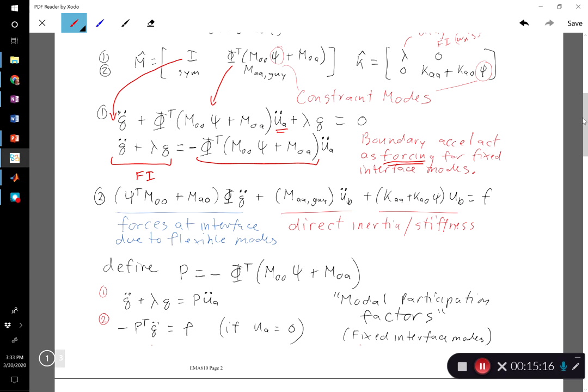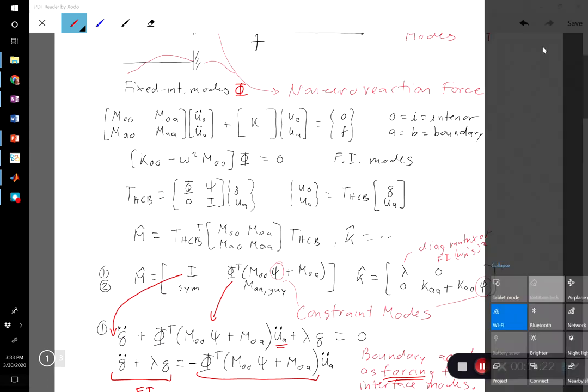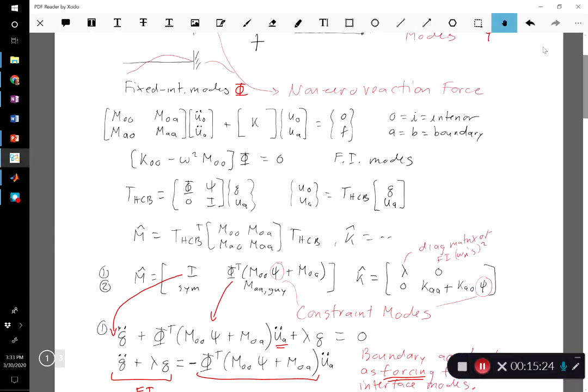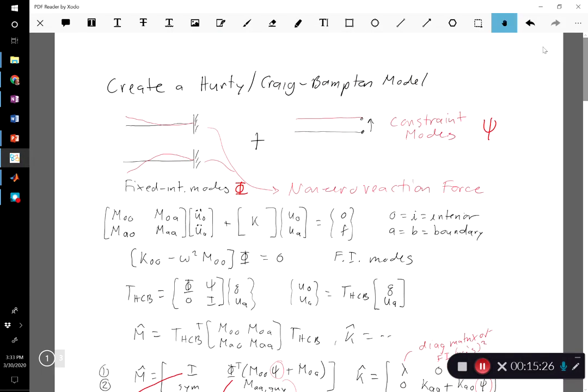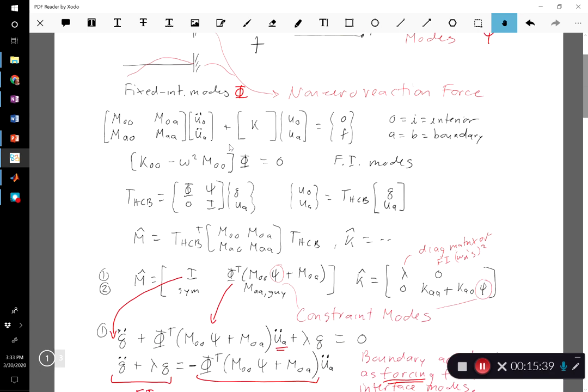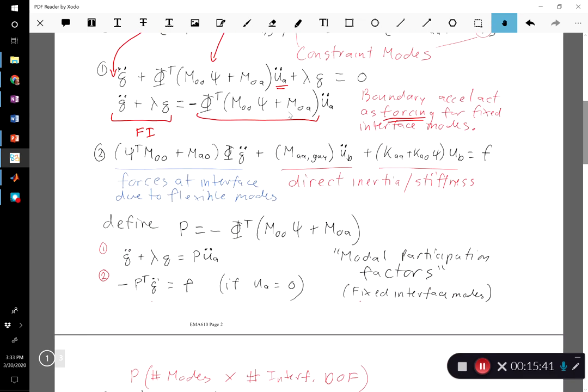Does that make sense? So imagine our picture up here again. If we took this structure now and we grabbed it at the clamped end and we shake up and down, this is now telling us how much will each of these different fixed interface modes get excited by that motion of the boundary. And it happens through inertial coupling.